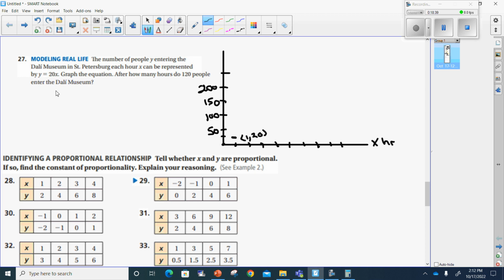Now what is proportional to that? If I got 20 over 1, and I know I'm looking for 120 people for X, we know that this is going to be, through cross multiplication, 20X equals 120 times 1, which is 120. I divide by 20 to get X by itself, which leaves me 6.